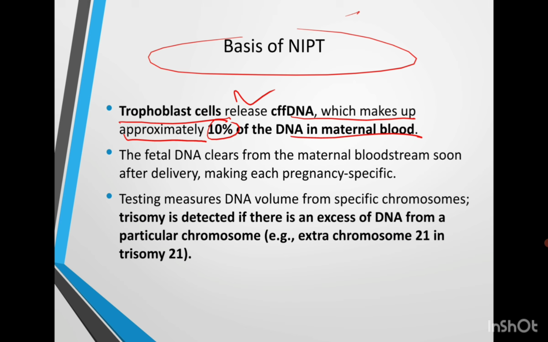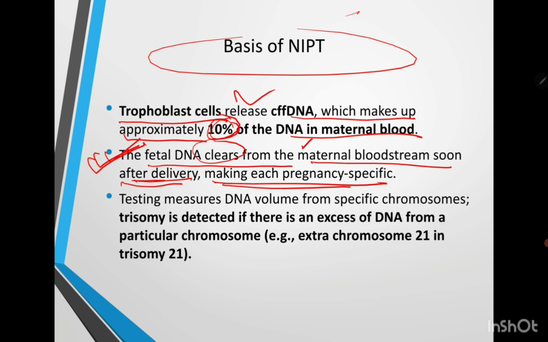Approximately, it will continue only 10% of the DNA of the maternal blood. The fetal DNA clears from the maternal bloodstream soon after delivery. So very important, but DNA will remain there in the maternal blood. It will clear only after the delivery, making each pregnancy specific. So testing measures DNA volume from specific chromosomes. Trisomy is detected if there is an excess DNA from a particular chromosome, an extra chromosome, like trisomy 21.